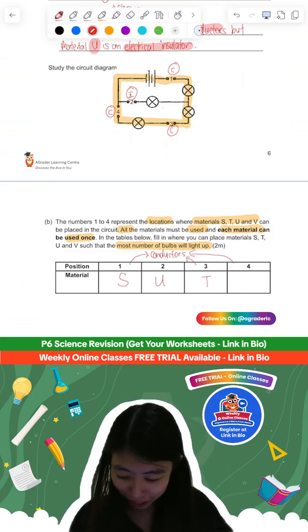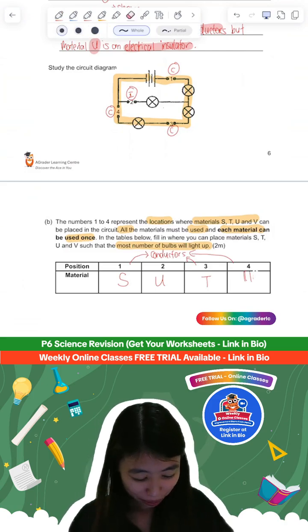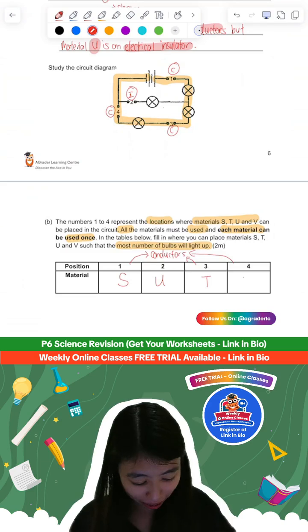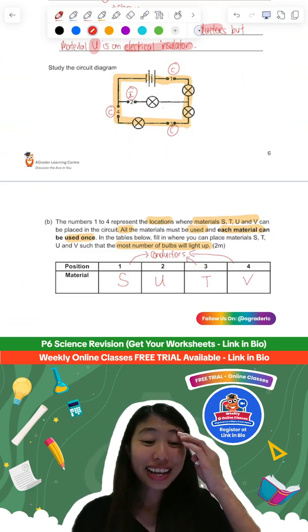Sorry, I wrote this one wrongly. This one is supposed to be V. Yes, the U is the insulator.